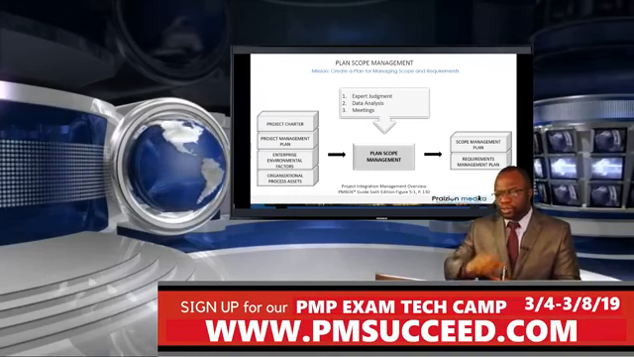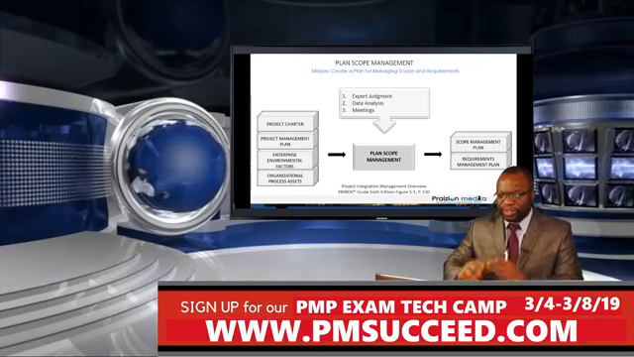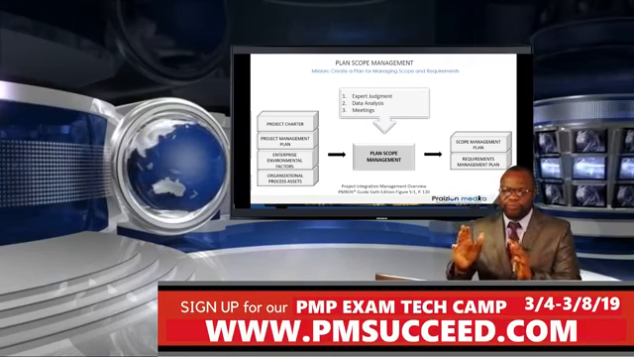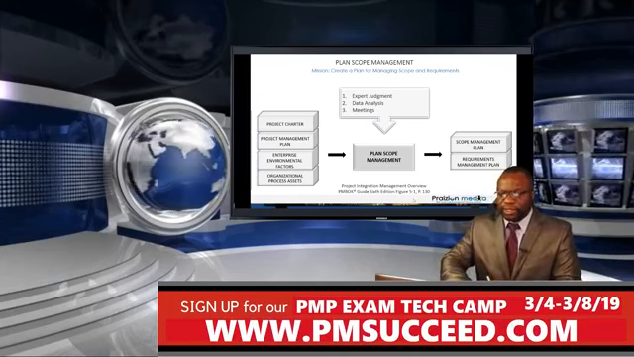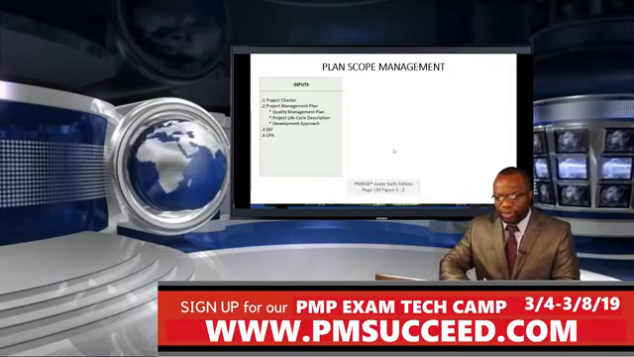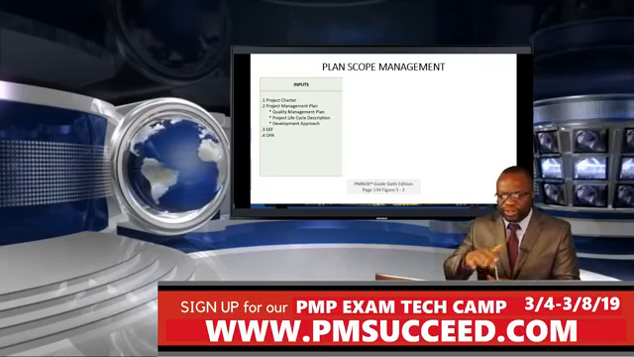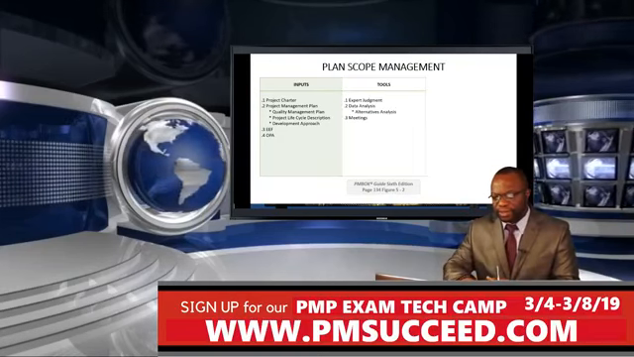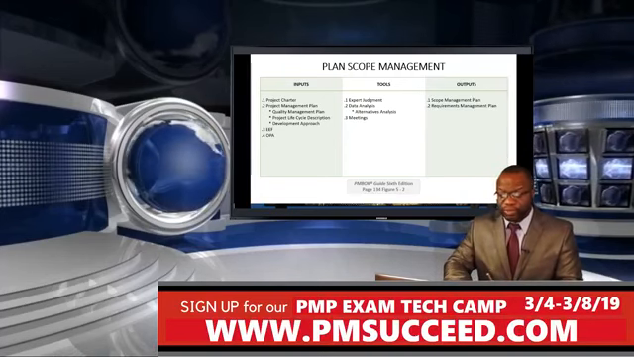So as you can see on the screen, this typical figure 5-1 has the high level stuff. A lot of times people forget we got to go to the next level. So we're going to go to the depth of the inputs, to the depth of the tools and techniques, to the depth of the outputs. That's what we're going to be doing.